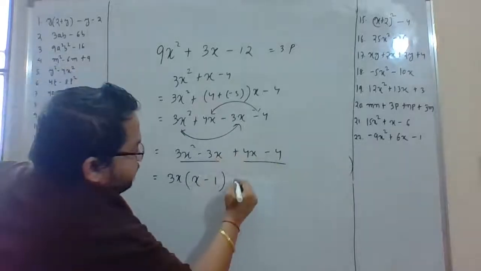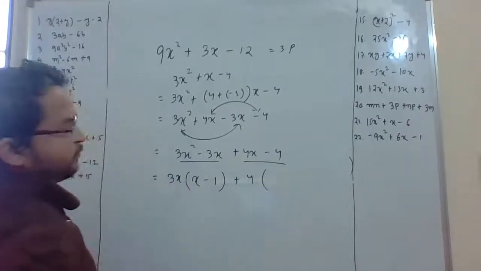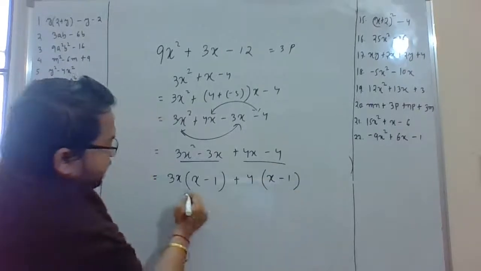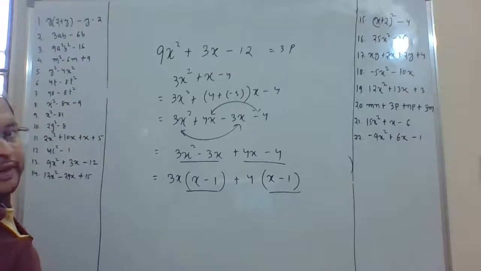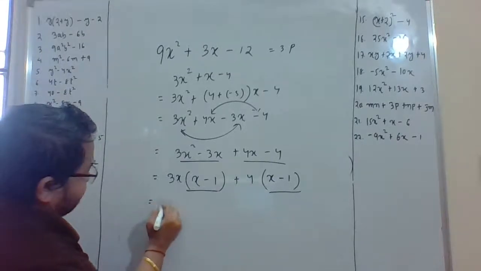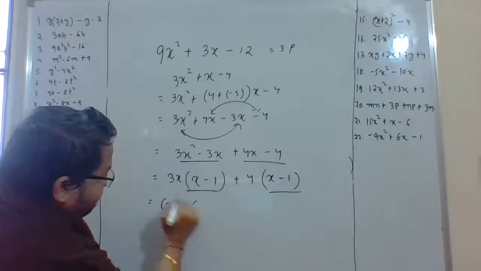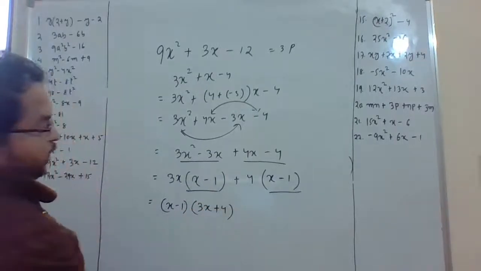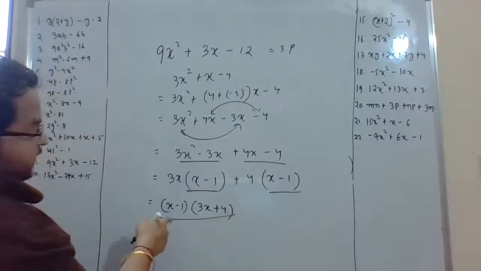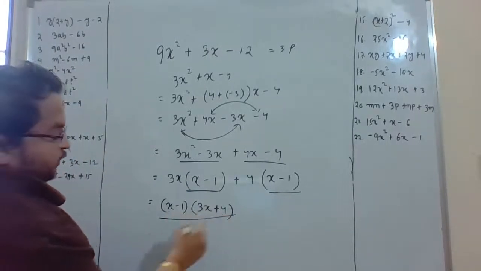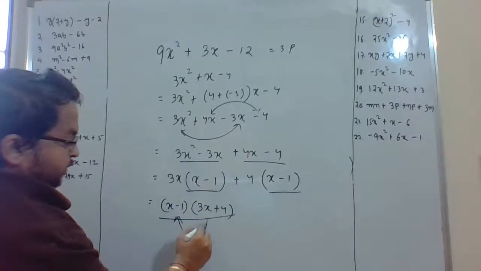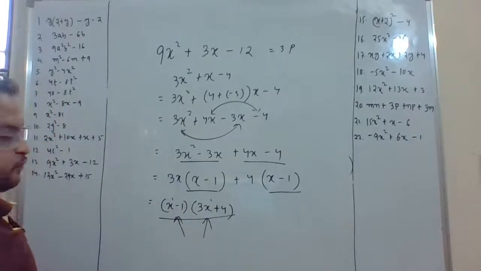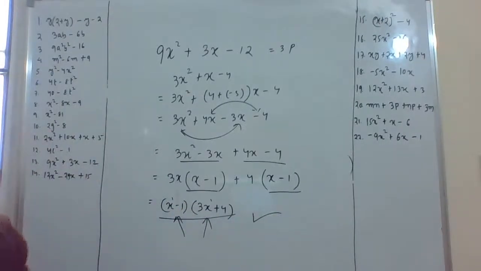And between these two terms, if we take 4 as the common factor, what remains is x minus 1. Now x minus 1 is the common factor across both the terms, so if I take x minus 1 as a common factor, I get 3x plus 4, right? So now, if you see, p is expressed as x minus 1 into 3x plus 4. So this is one factor, this is another factor, and the highest power of the variables is 1 in each of the factors. So this part is now fully factorized.